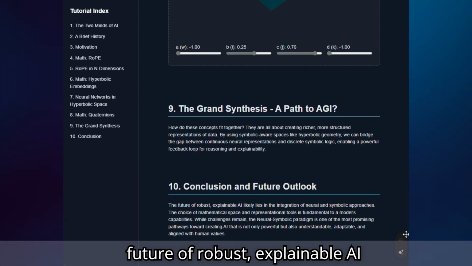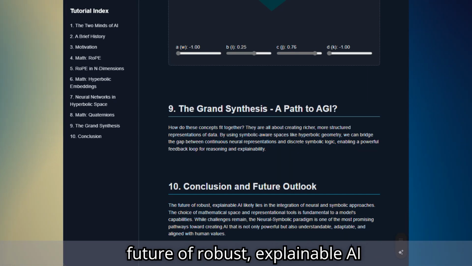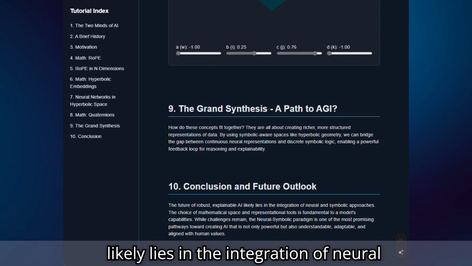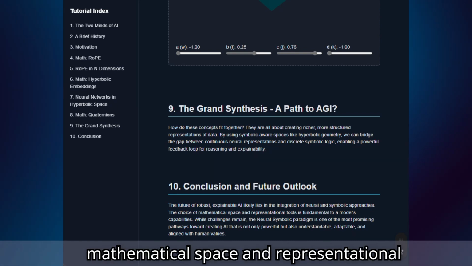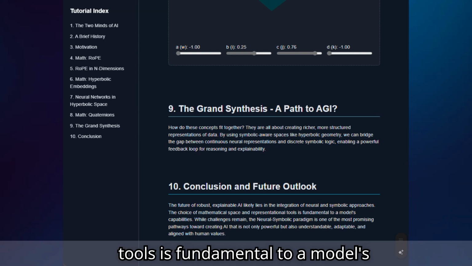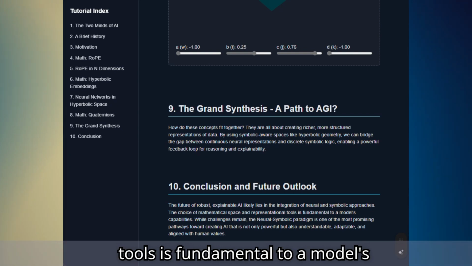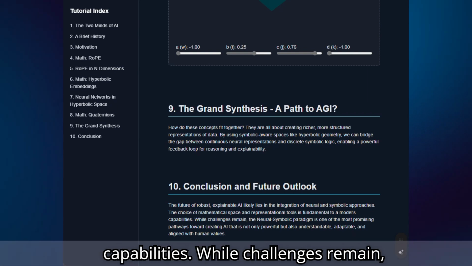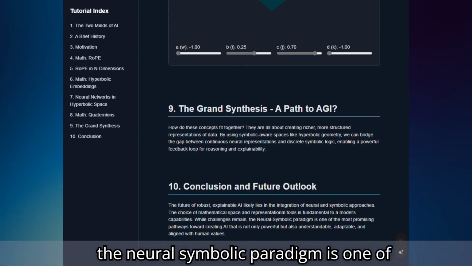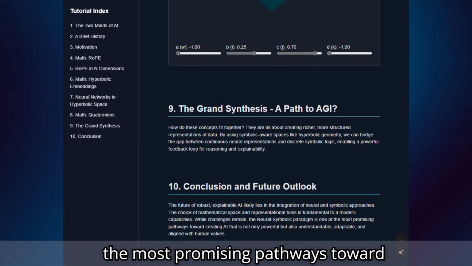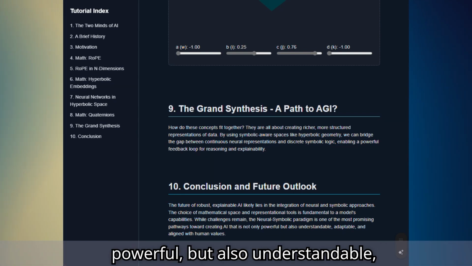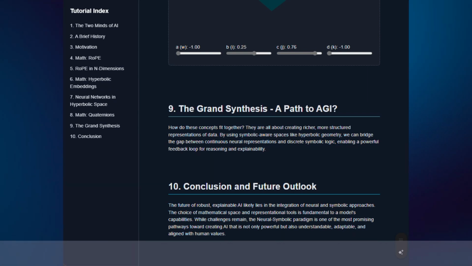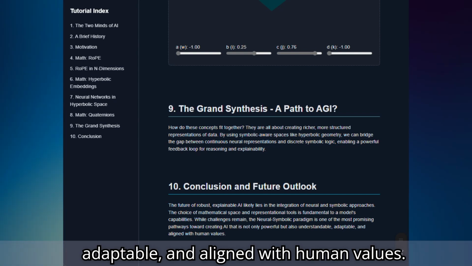The future of robust, explainable AI likely lies in the integration of neural and symbolic approaches. The choice of mathematical space and representational tools is fundamental to a model's capabilities. While challenges remain, the neuro-symbolic paradigm is one of the most promising pathways toward creating AI that is not only powerful, but also understandable, adaptable, and aligned with human values.